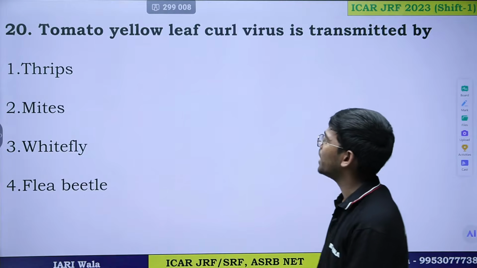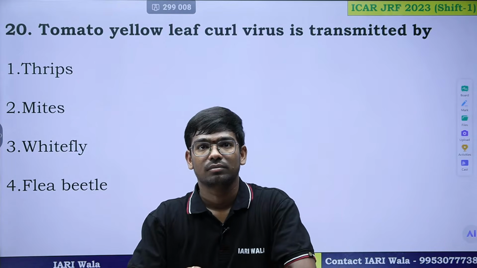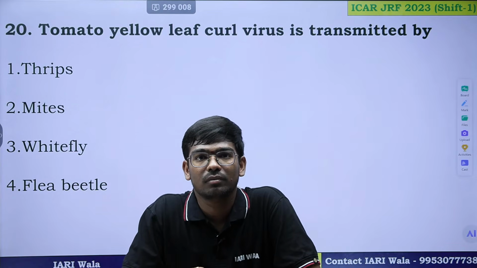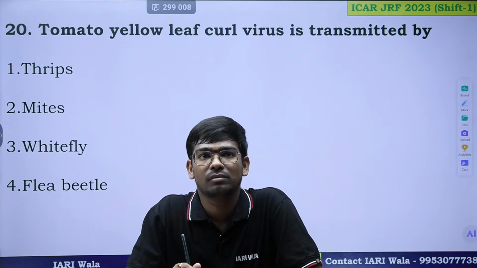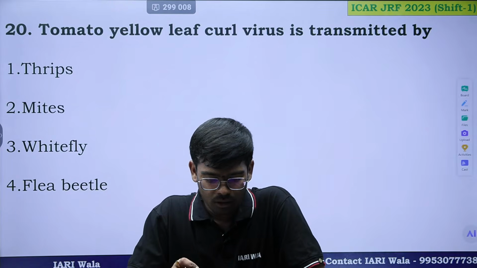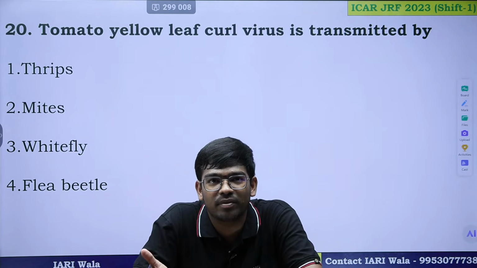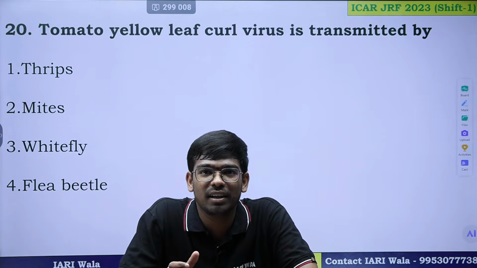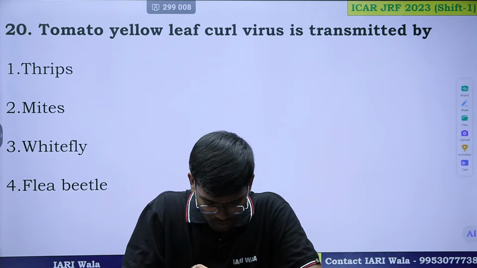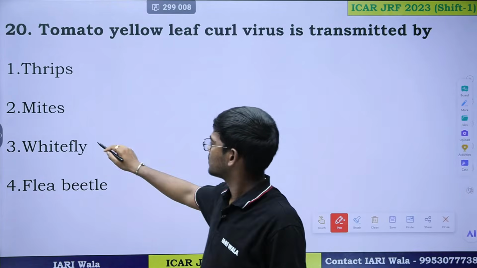Tomato, and the next question, tomato yellow leaf curl virus is transmitted by thrips, mites, whitefly, flea beetle. Many students are giving 3 or C, that is whitefly. Okay.